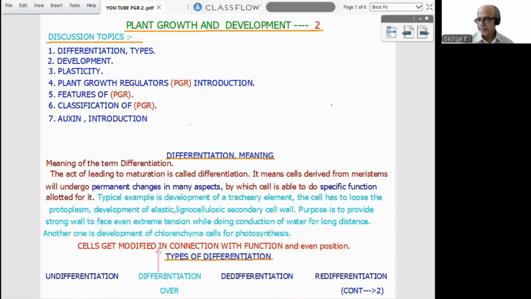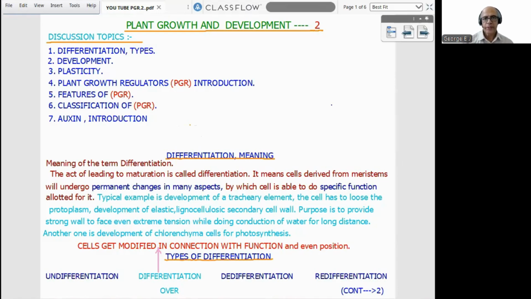So what all things we'll be learning in this episode? For that, I will share the screen for convenience. I think screen came. So what all things we'll be learning under plant growth and development, second episode. 7 ideas has been given. And last is auxin, just an introduction. Next episode, we'll be discussing all these 5 plant hormones.